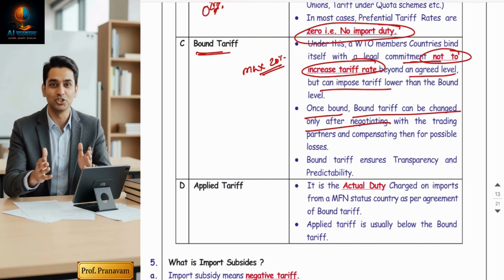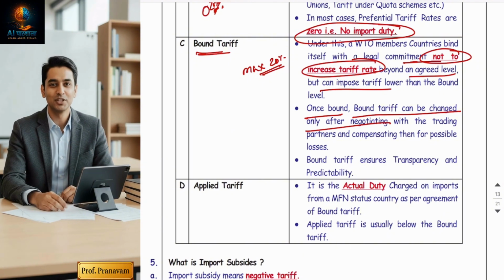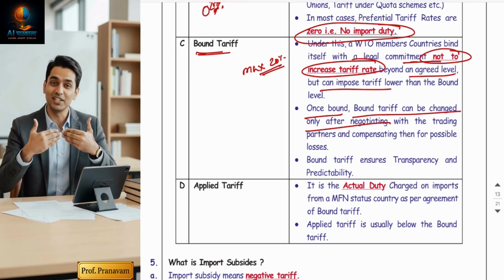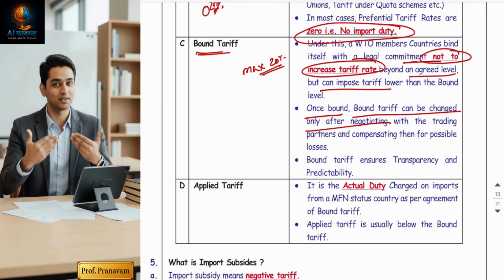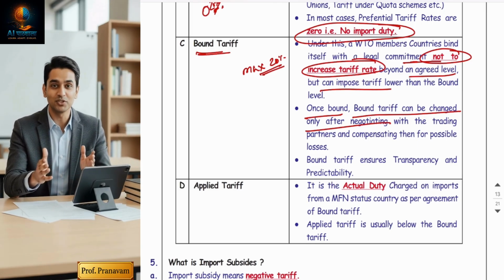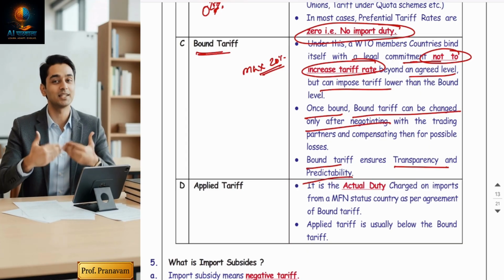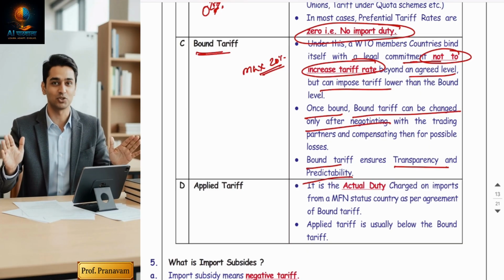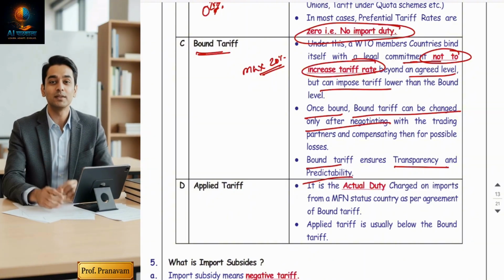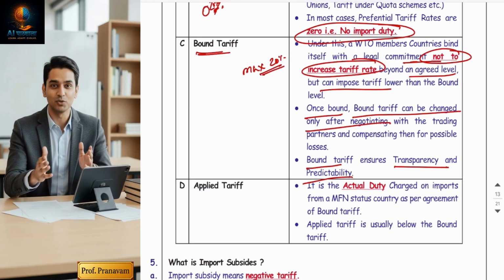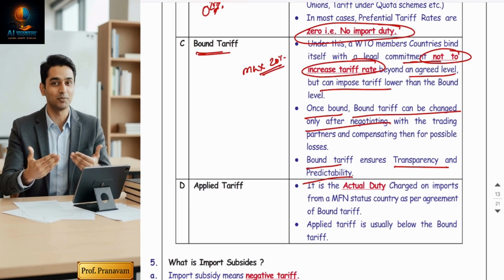It means again they have to sit at the table, discuss the things, and then they can change the bound tariff. Otherwise they are legally committed to it. That's what is called bound. Guys, bound tariff ensures transparency and predictability. The confidence between member countries increases because they are sure that beyond this, import duty will not be charged to them.